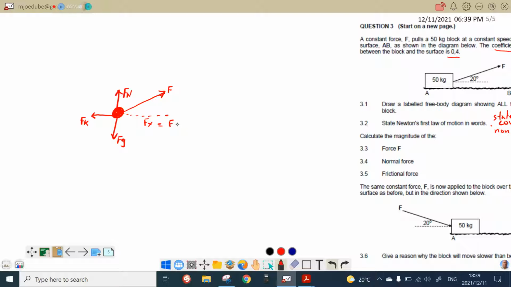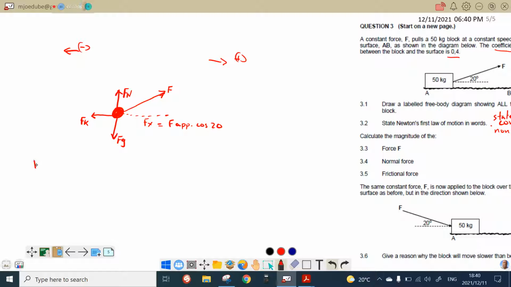F applied cos 20, which is the angle at which it is acting. So that force applied is what's acting to the right, and the other one is acting to the left. So if I choose that direction to be positive, that means the opposite direction is going to be negative. So now, what do I know?